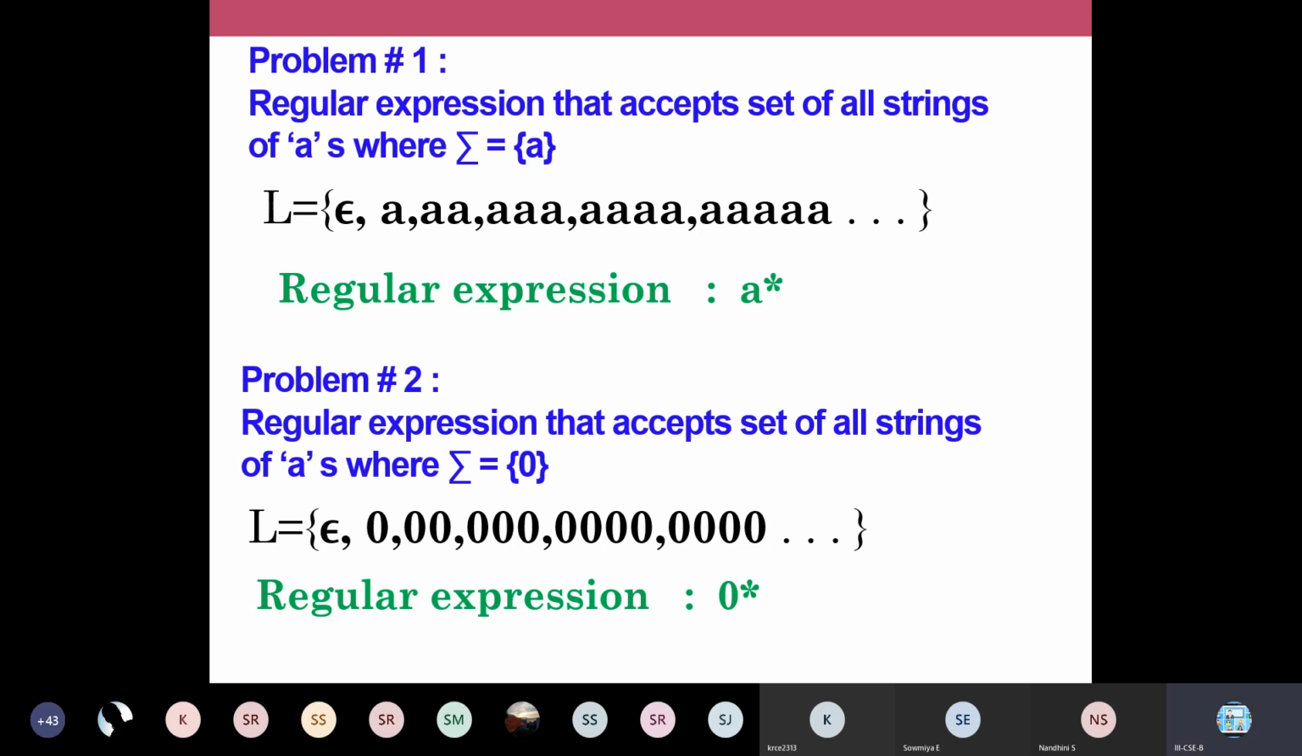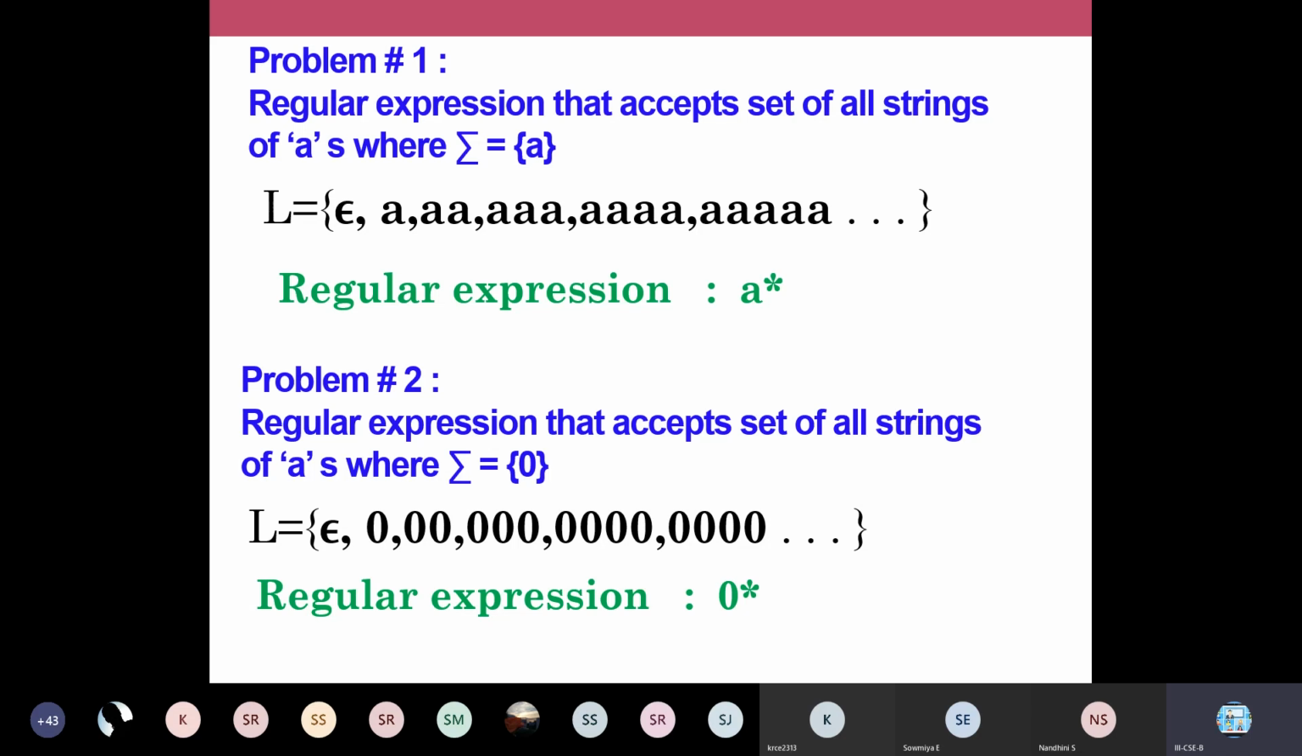Read through this question. Write a regular expression that accepts the set of all strings of A's, where sigma is equal to A. So your input alphabet is defined with a single symbol, and we have to write a regular expression that accepts the set of all strings of A's. It means your language will have the set of all A's, for example 1 A, 2 A's, 3 A's, 4 A's, like that. So include epsilon also.